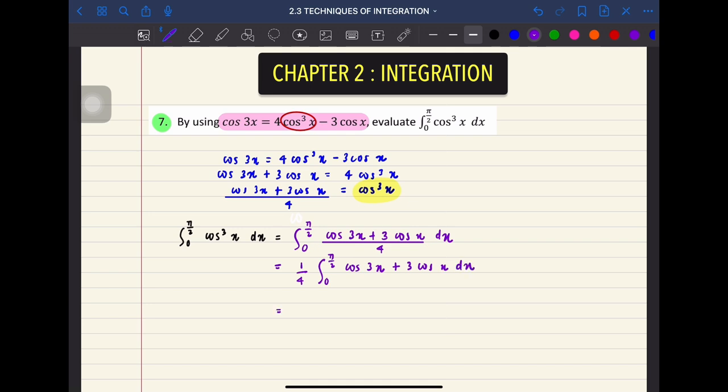Now notice that we can integrate this one directly and also this one. So integrate. When you already integrate, make sure you use the square bracket. Integrate cos 3x is positive sine 3x, don't forget to divide it by 3, and then plus 3 sine x, from 0 until pi over 2.